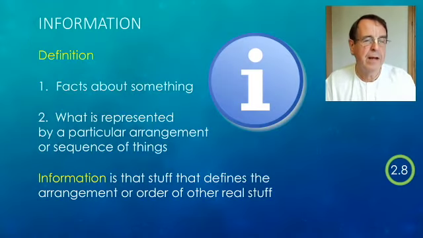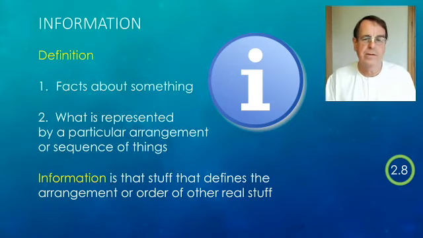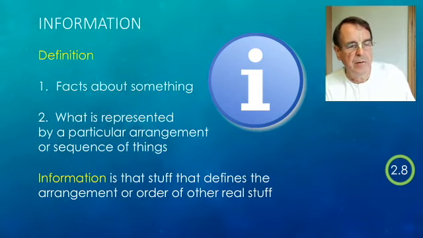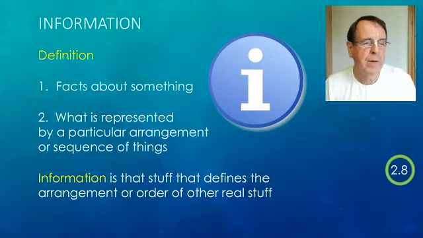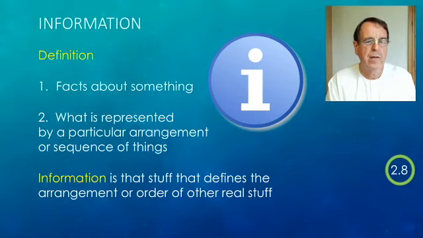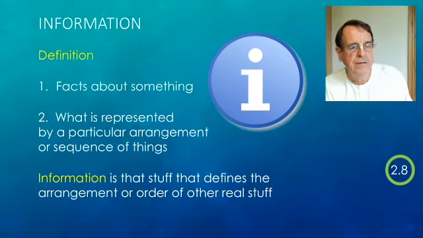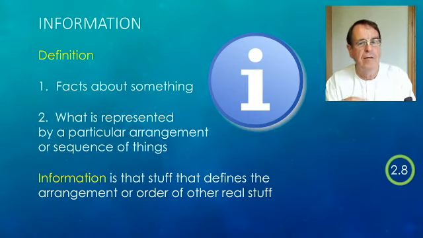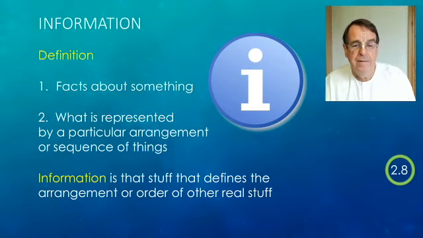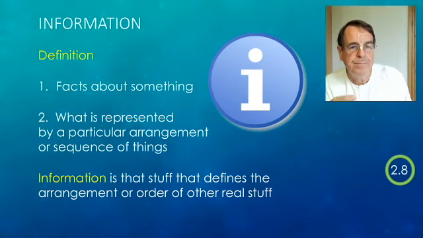Well, definition. There are two aspects of information that the dictionaries will give you. One is facts about something, and the other is what is represented by a particular arrangement or sequence of things. We gave some analysis of this in our last talk 2.8, but we're working on the basis that information is that stuff that defines the arrangement or order of other real stuff. That's the real context. Information itself has some form of reality. So let's look at what it does.